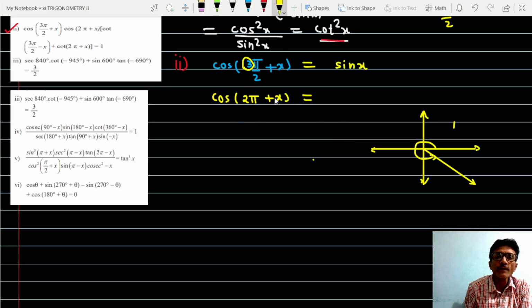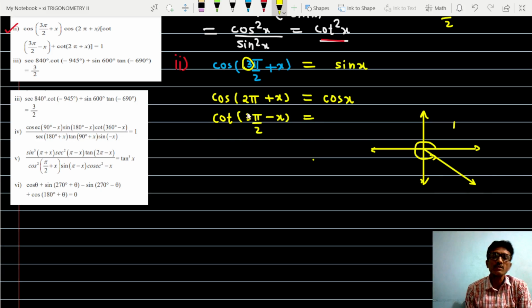So 2 pi plus x, so same होगा, 2 pi मतलब complete one rotation और फिर plus x, so we are getting here only cos x. Next is cot of 3 pi by 2 minus x.